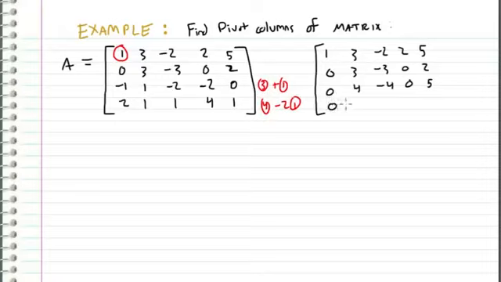And then we take this row and subtract 2 times the first row, so we get a 0 right here, a -5 right here, a 1 minus a -4, so a +5 right here. And then we have 4 minus 4, which is 0, and 1 minus 10, which is -9.